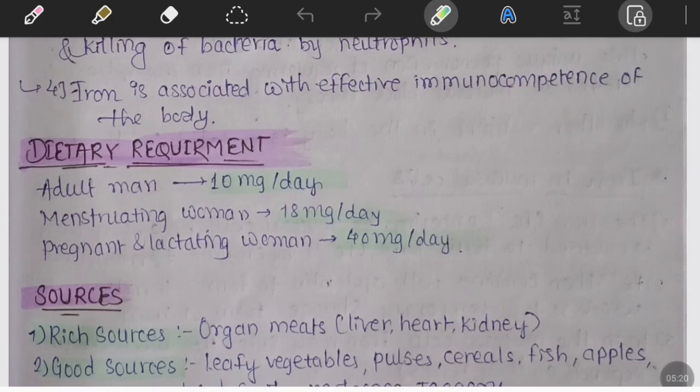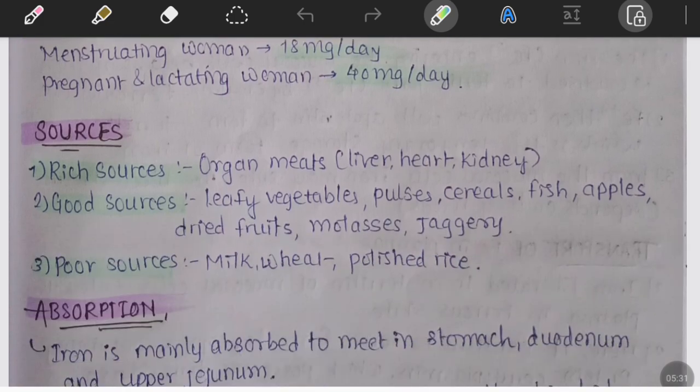If spinach contains iron, why do doctors still recommend liver for severe iron deficiency? Let's understand. Rich sources are the liver, kidney, and heart. These contain heme iron, which is absorbed much better. Good sources are green leafy vegetables, pulses, cereals, fish, apples, dry fruits, and jaggery. These mainly contain non-heme iron, which is less efficiently absorbed in our body. And the poor sources are milk, wheat, and polished rice. Milk is actually a poor source of iron. This is why infants fed only cow's milk for long periods may develop iron deficiency.